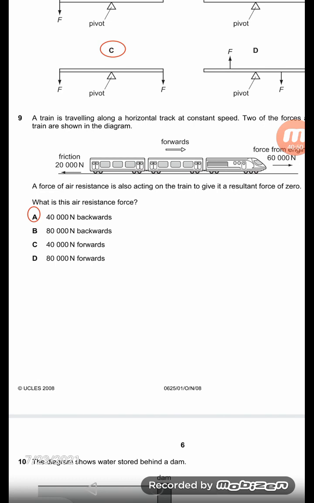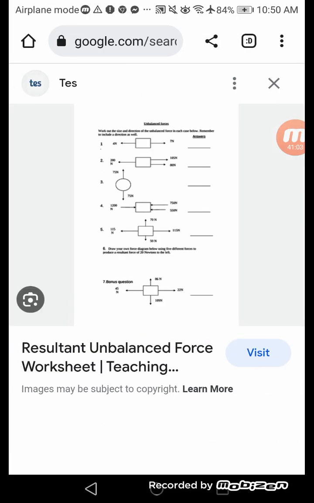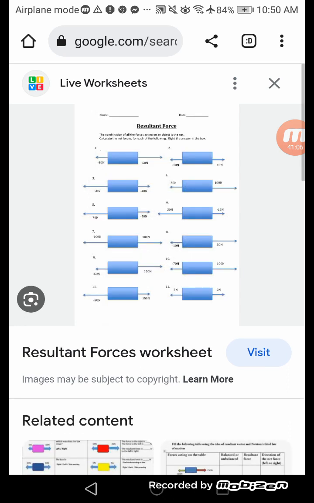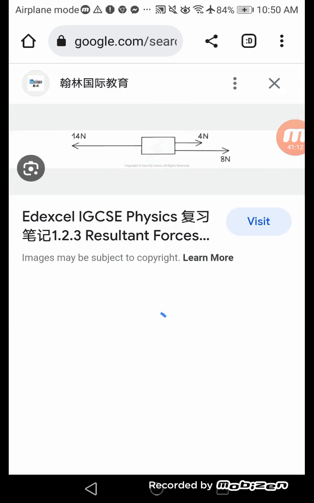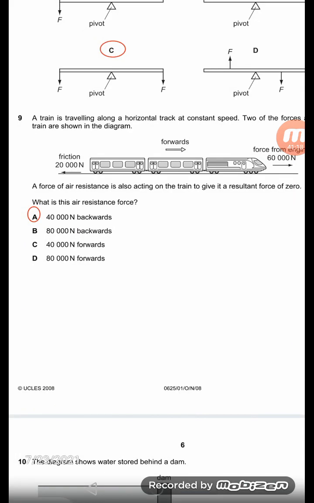Okay, that's why the resultant force is 0. Resultant force is 0 means what? It is not moving, as I told you. When backward force is equal to forward force, then the resultant force will be 0, right? So what is the missing force? 60,000 minus 20,000, that is 40,000. So the back side is 40 plus 20, back side also 60,000, forward also 60,000, then it will not move, right?